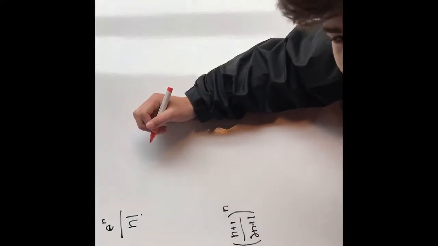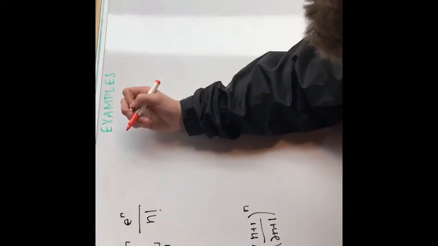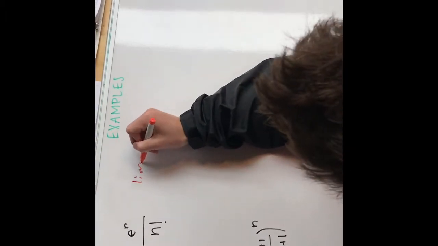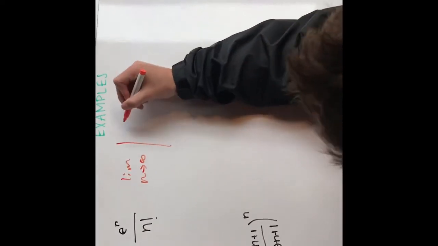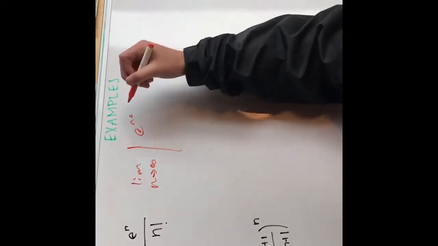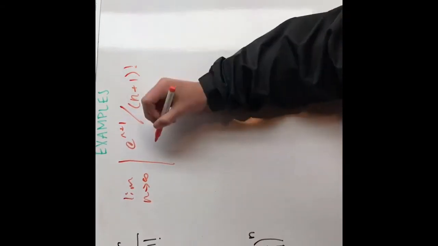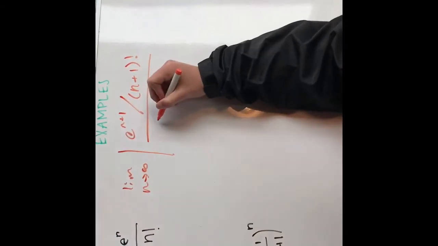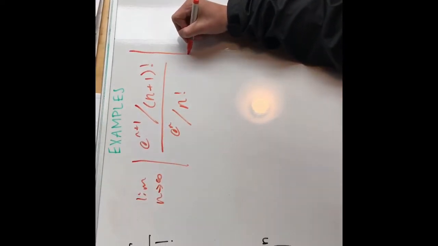Alright, we're going to do some examples now. Here's our first example. We're going to use the ratio test. So to do the ratio test, you need to set up a limit as n approaches infinity of e to the n plus 1 over n plus 1 factorial, over the original a sub n, which is just e to the n over n factorial. You always have to put plus 1 on the n's. And you make sure you put an absolute value.